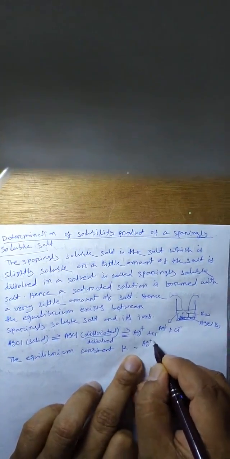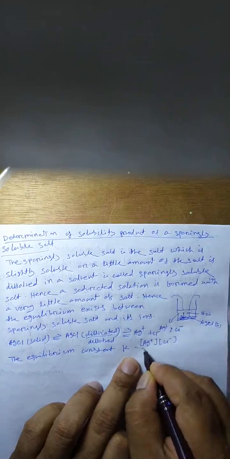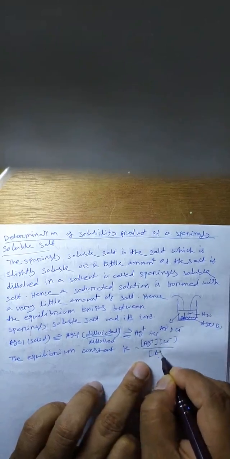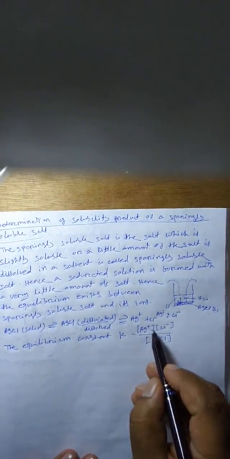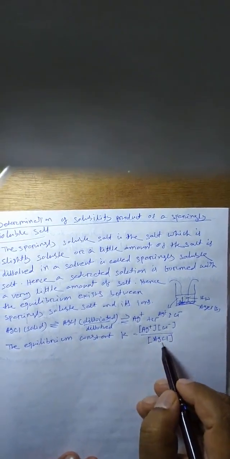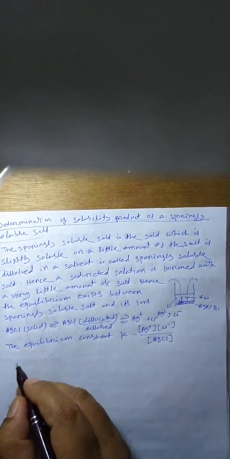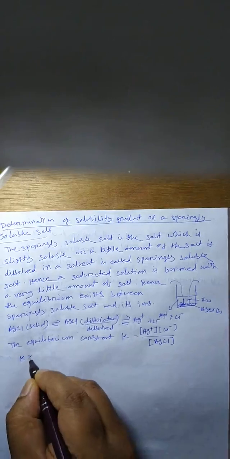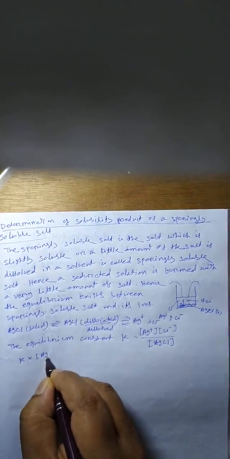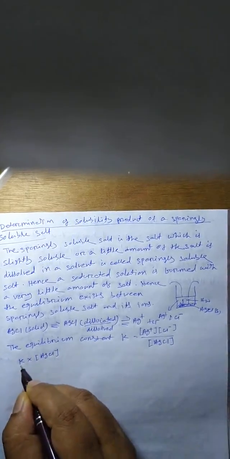The concentration of the product, Ag plus concentration times Cl minus concentration, divided by HCl concentration, is the equilibrium constant: concentration of the product divided by concentration of the reactant. These are called ions, and this is called a molecule. When this is multiplied with K, that means K multiplied with HCl concentration, capital K.